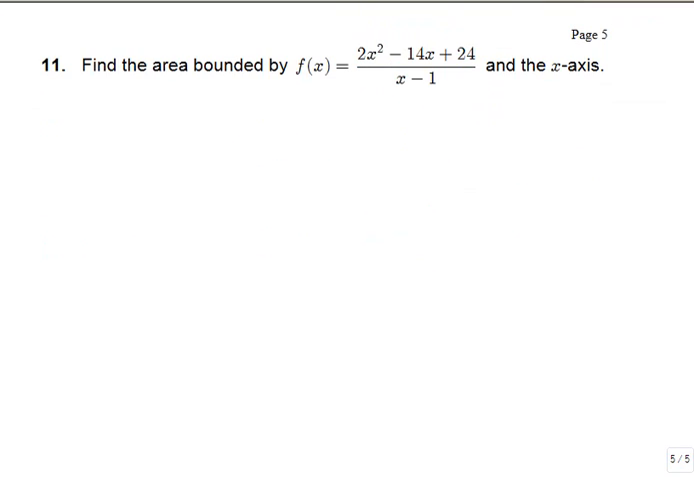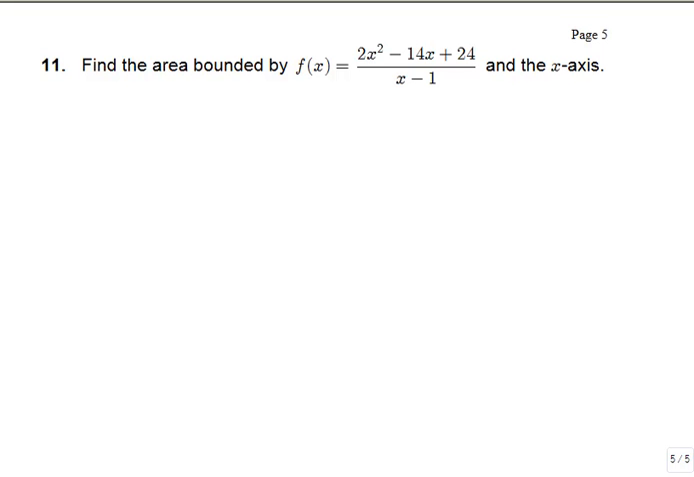All right, our last example here. Find the area bounded by the function 2x squared minus 14x plus 24 all over x minus 1 and the x-axis. So this is an area problem, and that's what integrals are good for. They find us areas under curves.